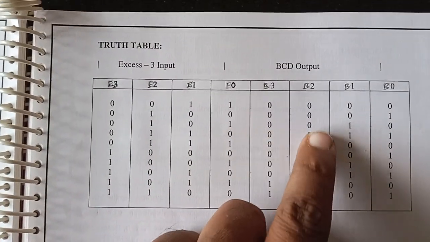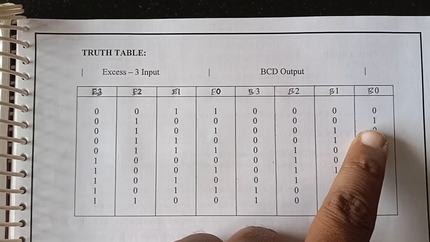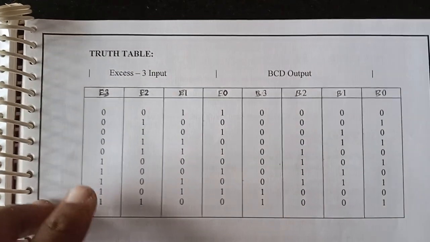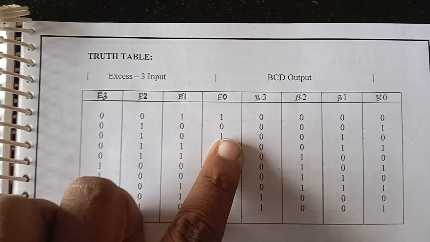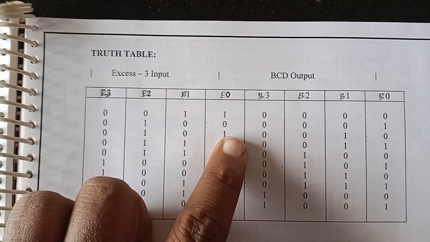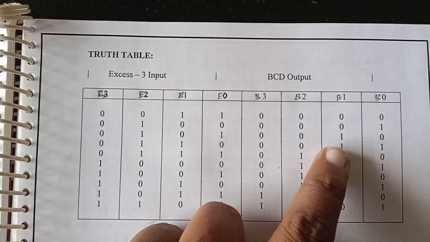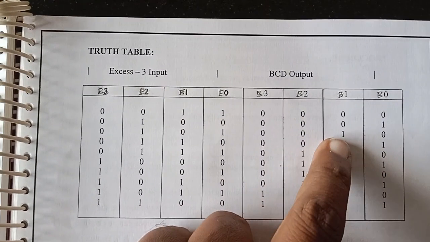So 0, 0, 0, 1. So that is our output. Next, the input is 5, which means 0, 1, 0, 1. So input is 5, and 5 minus 3 is equal to 2. So 0, 0, 1, 0. So this weightage is 2.